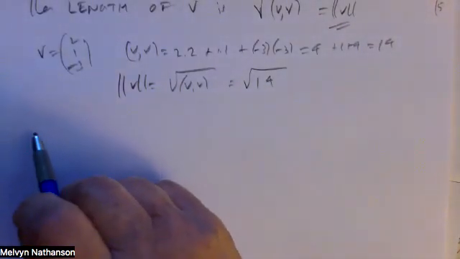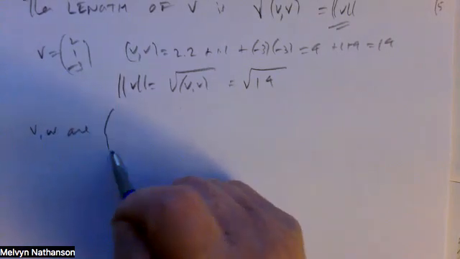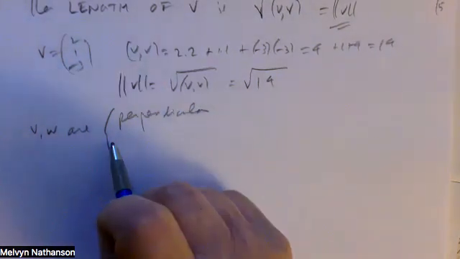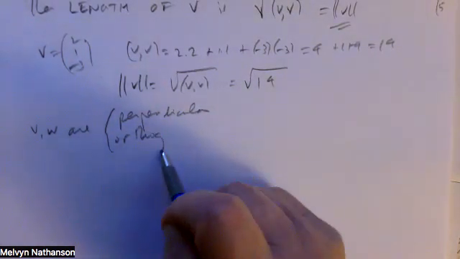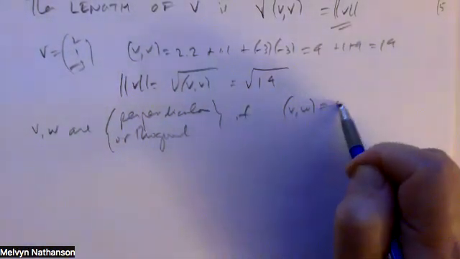And we say that vectors V and W are perpendicular, or a synonym is orthogonal, if their inner product is 0.